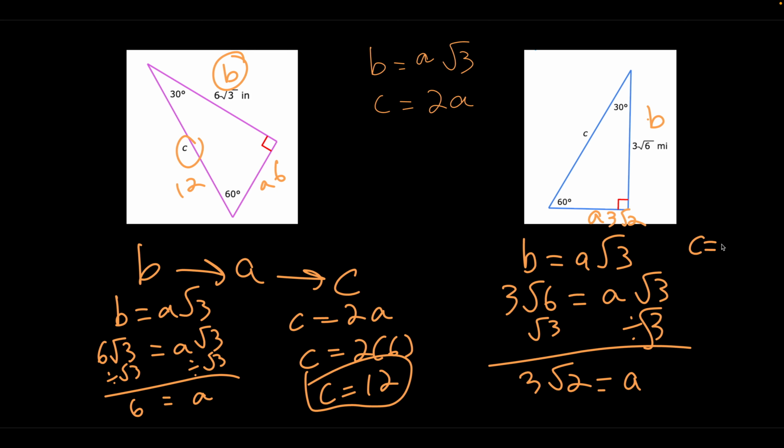And now we just do 2 times A. Oops, I'm out of space here. Let's clean this up. C is equal to 2A. Therefore, C is equal to 2 times 3 square root of 2. So C is equal to 6 square root of 2.